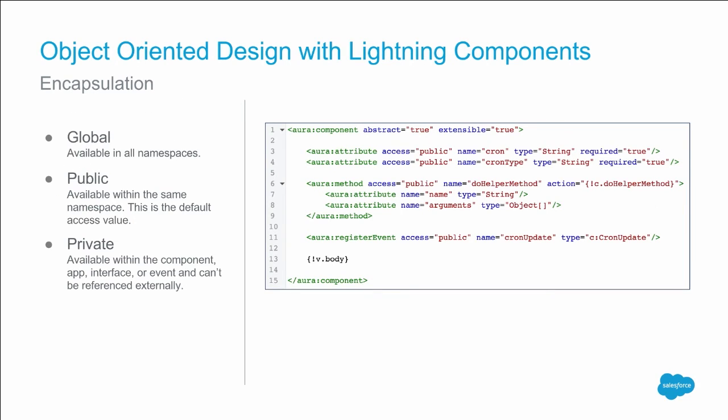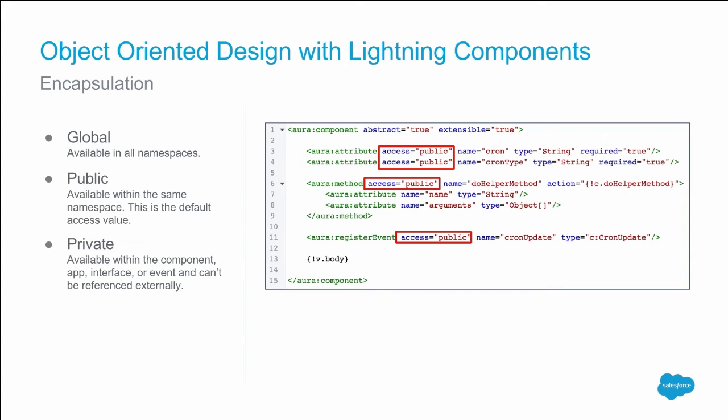So let's talk about encapsulation in a bit more detail first. How has that been implemented in Lightning components? Now, what you'll probably observe is that your attributes, methods, and events all have what are called access modifiers. And that's these attributes that are highlighted in red here. And the vast majority of these can take three values. They can either be defined as global, public, or private. So what does that mean?